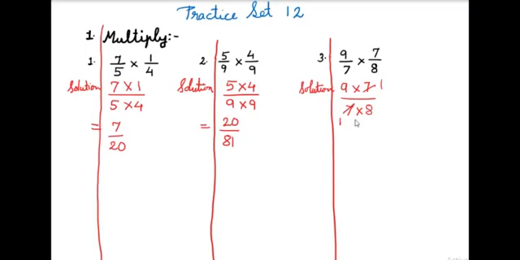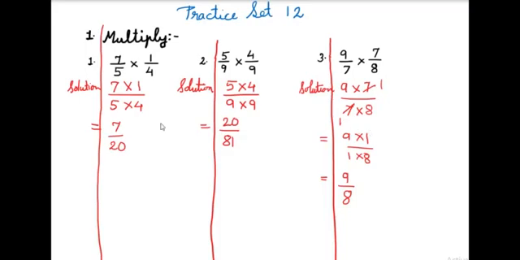You can add one step: 9 into 1, 1 into 8. If you want, you write this step. Otherwise, directly write the answer. 9 ones are 9, 1 eights are 8. Got it? So this is how we have seen how to solve these three sums.